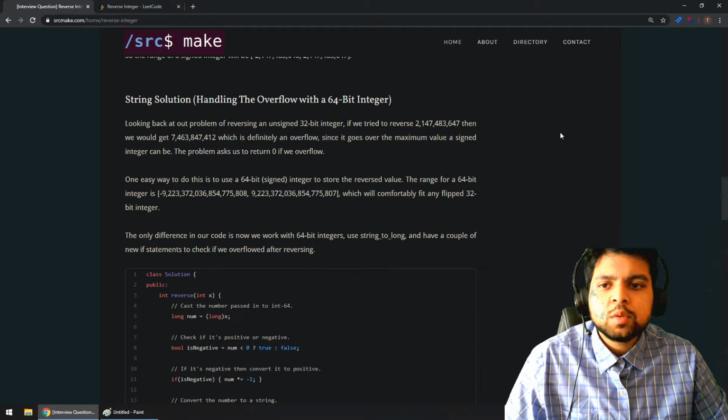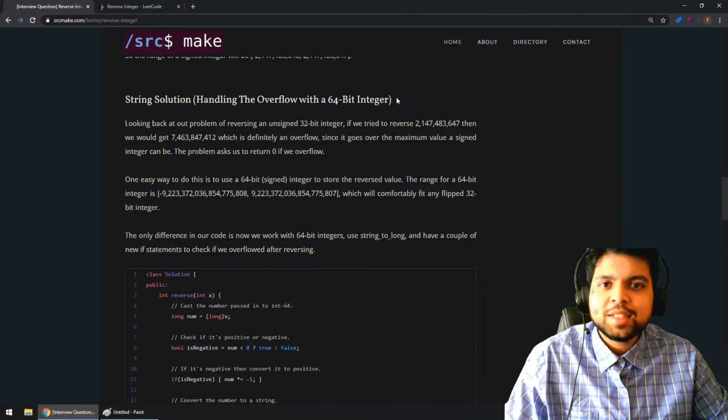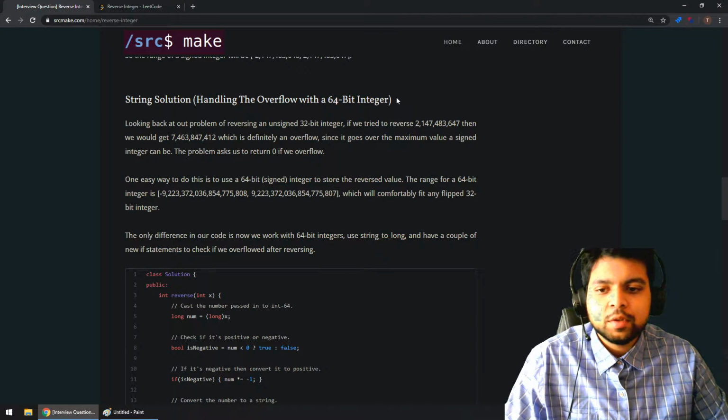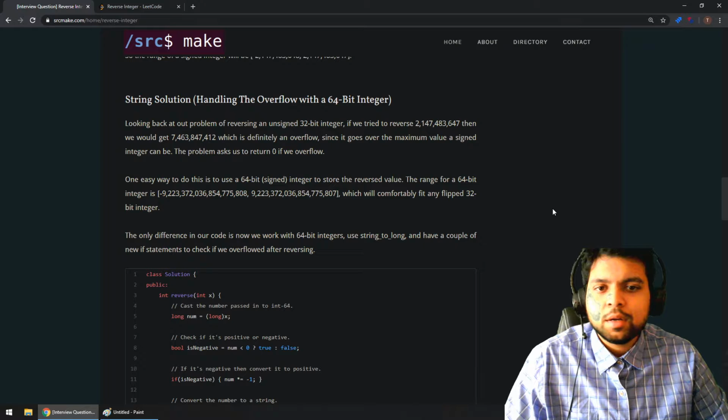And then with that knowledge, we're going to come back to our string solution, and we are going to handle that overflow using a 64-bit integer. Spoiler alert, 64-bit integers are not what the interviewer wants to see. That's not really acceptable in a real interview. But it is acceptable on LeetCode, so some people might solve this on LeetCode and think they got a real solution when really it's not good enough.